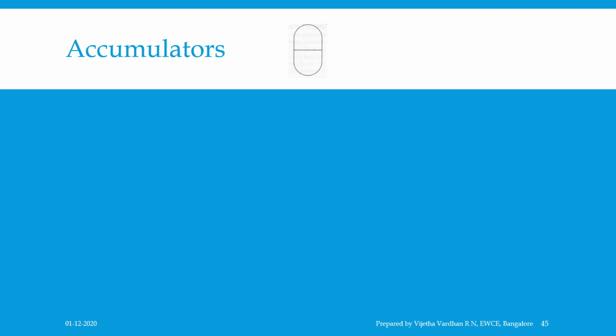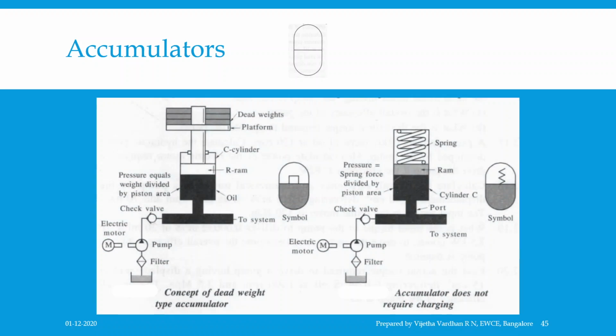Coming to the classifications or types of accumulator and their construction, they are as follows. The first one is the deadweight type of accumulator. The second is the spring-loaded accumulator. And the last one is the hydropneumatic type of accumulator. Now let us understand them one by one. First, the deadweight accumulator; you can see the figure on the left hand side.